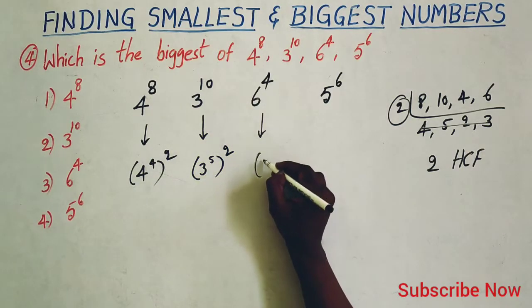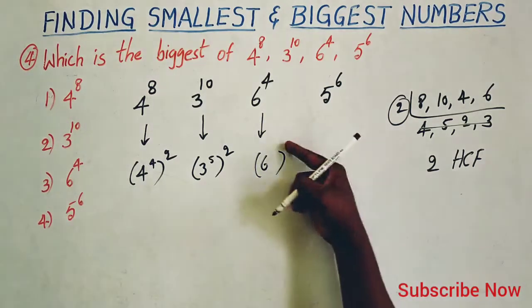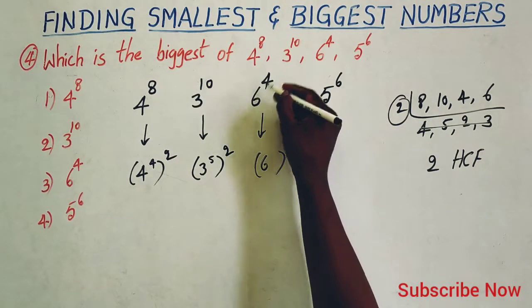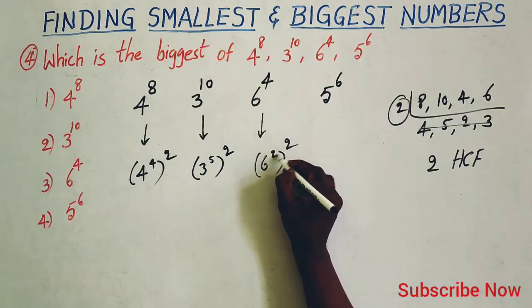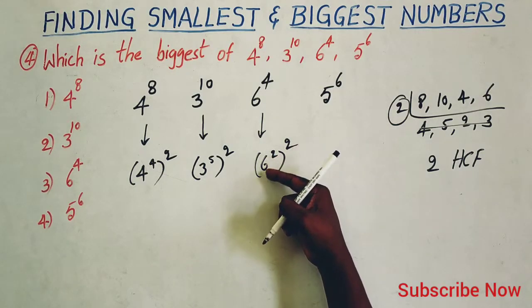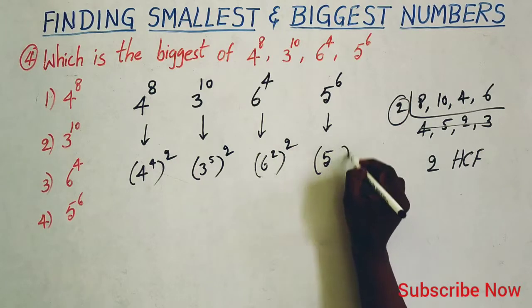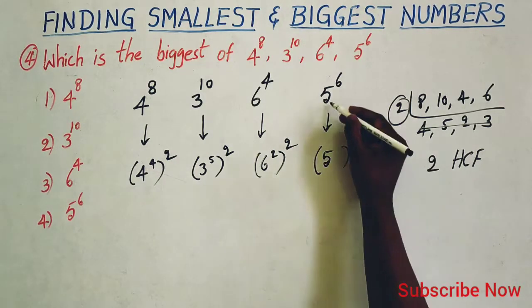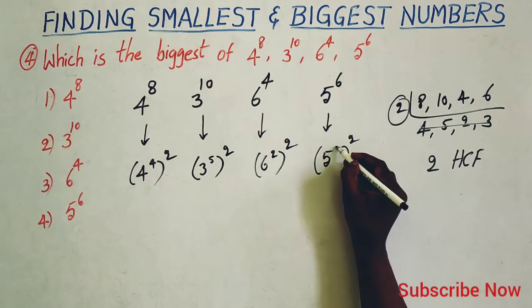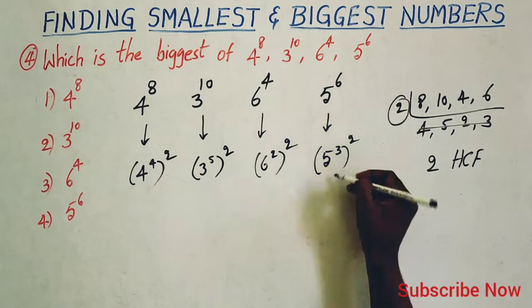Now 6 power 2, and we need 6 power 4. So you take another 2 here, 2 twos are 4. Then it will become 6 power 4. And finally 5 power 2. We need 5 power 6. So what should be here? 3. 3 twos are 6.